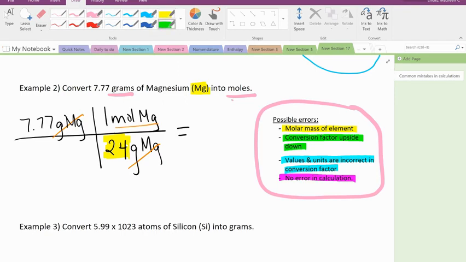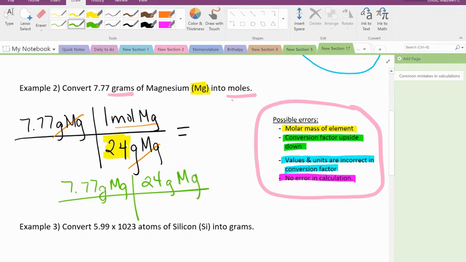It's possible that the conversion factor is flipped upside down. So if I have something flipped upside down, instead of having it the way I've written, I would have written out 7.77 grams of magnesium, and instead of putting 24 grams of magnesium on the bottom, I would have put it on the top, and then 1 mole of magnesium on the bottom. Okay, this would obviously be incorrect because it should be flipped around.